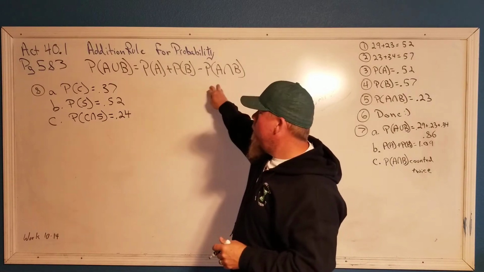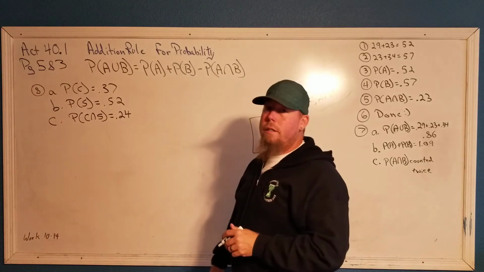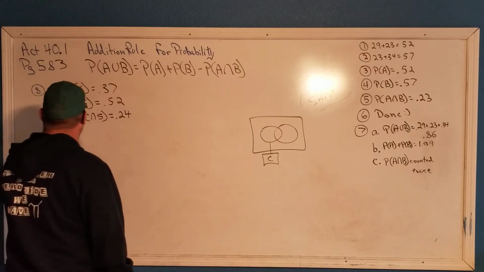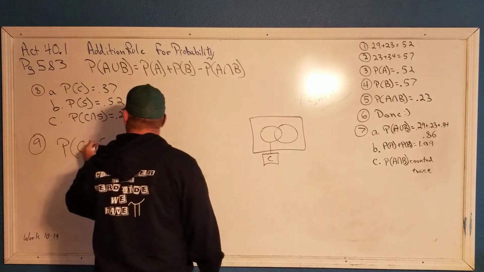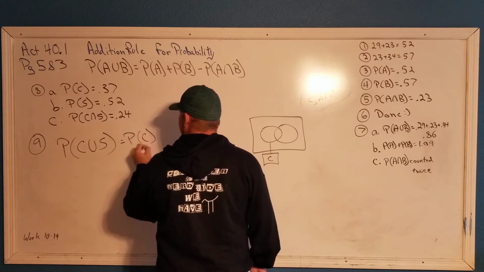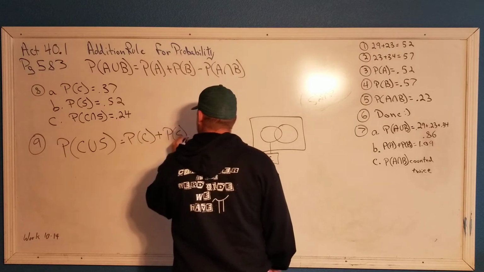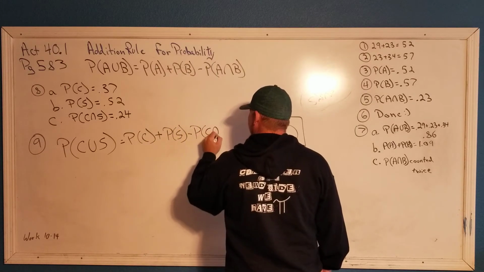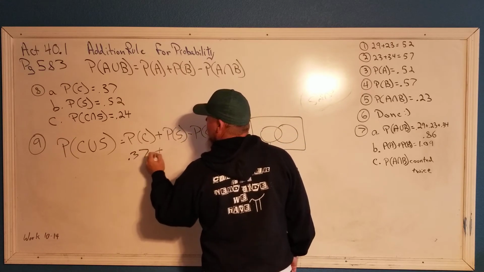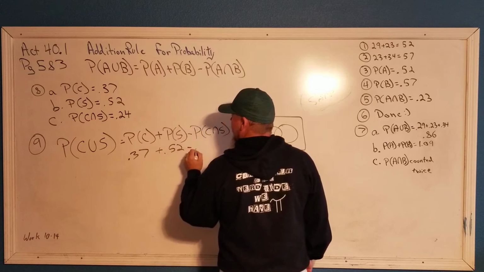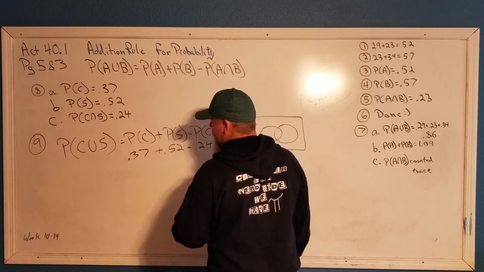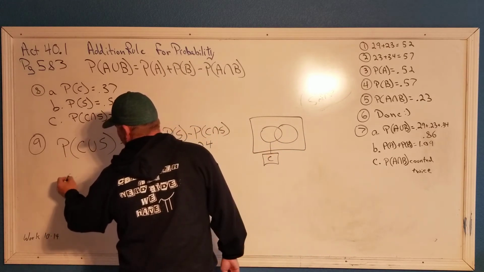Now, number 9, so that's 8, yeah? When we get to 9, it says, hey, use this rule to find what the OR is. So the question in 9 is, hey, what is the probability of C or S? What's the probability of C or S? And that's going to be equal to the probability of C plus the probability of S minus the probability of C and S. And then all we have to do is plug in the values from 8. So we put 0.37 here, plus 0.52 here, minus 0.24 here. So 37 and 52 is 89, minus 24 is 65. So our final answer here for 9 is 0.65.